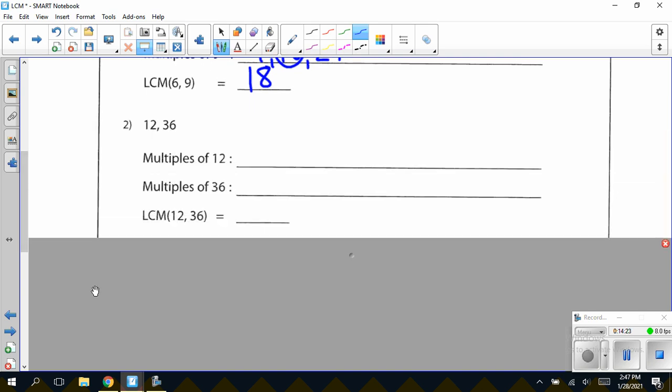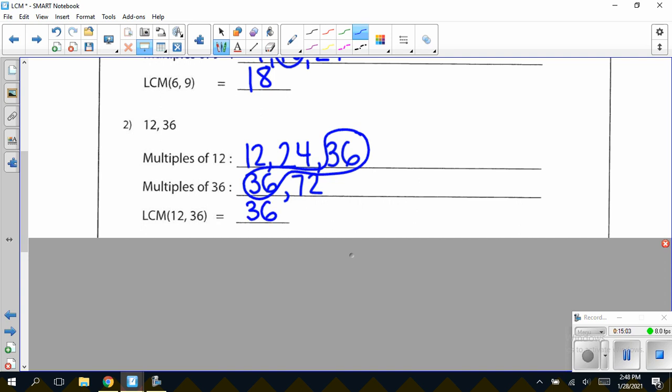Next, if you want to pause, list your multiples of 12 and 36, and then you can review my list and review your answer with mine. So counting by 12s, I have 12, 24, 36. I know I can stop there because if I count by 36s, my very first number is 36. If I wanted to, I could show that 36 times 2 is 72, but we all know that we really don't need that number because 36 is the very first number that they both have in common, so 36 is the LCM.